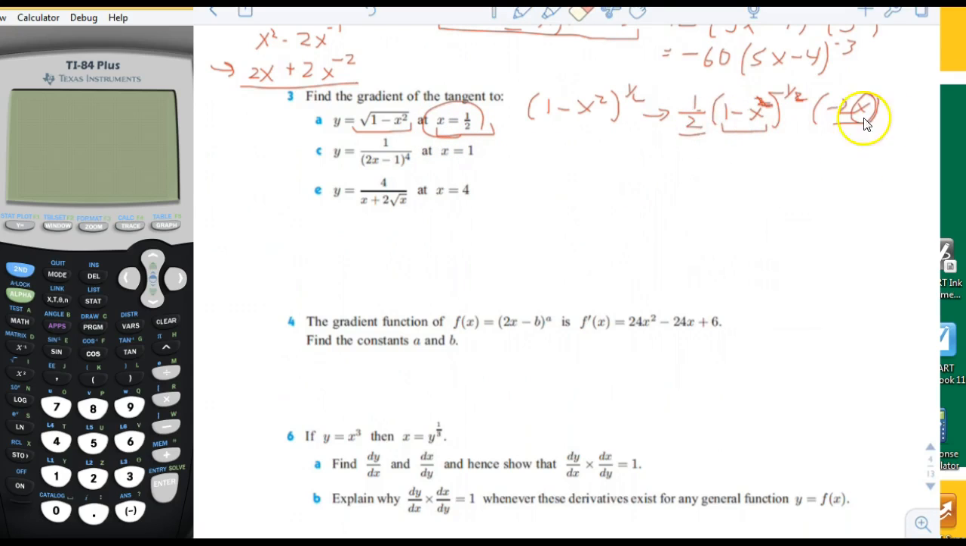Now, they want to know the derivative not in general, but they want to know it at x equals 1/2. So I need to plug in 1/2 in for this x and this x, and let's see what I get. This is going to be a little bit complicated, so bear with me. We're going to have 1/2, 1 minus 1/2 squared. And 1/2 squared is 1/4. So I'm going to put 1/4 there. To the negative 1/2. And then I multiply all that times negative 2 times 1/2, which is negative 1. Right? Negative 2 times 1/2 would be negative 1. Okay.